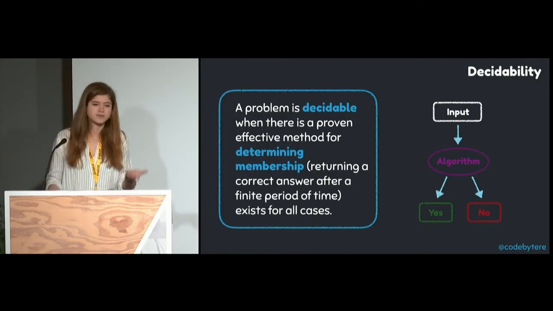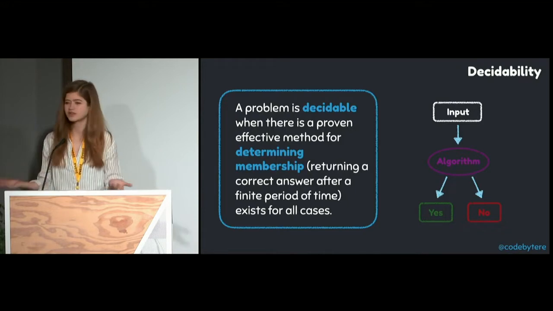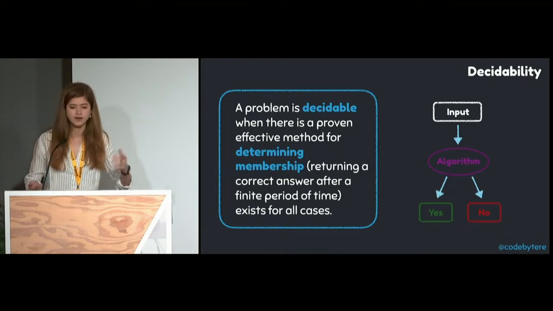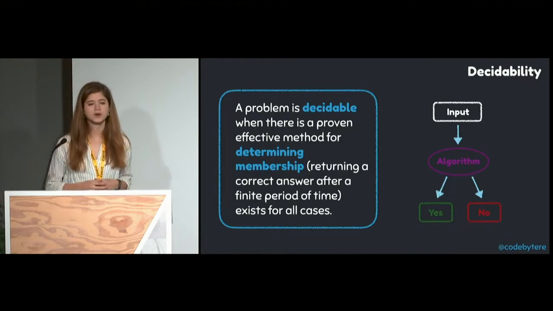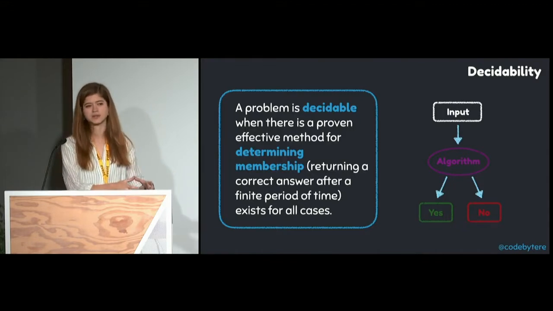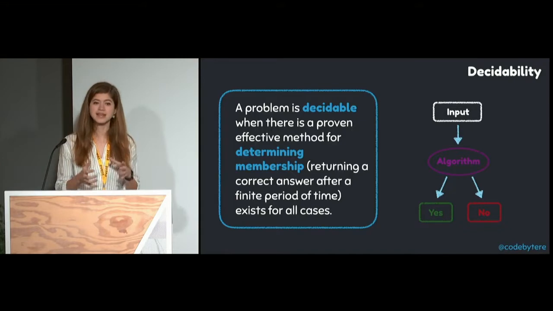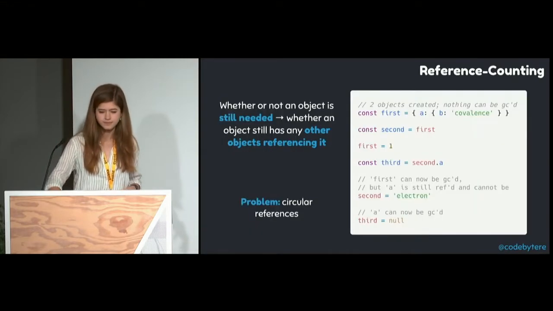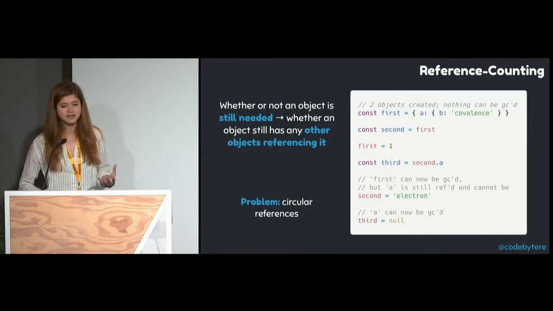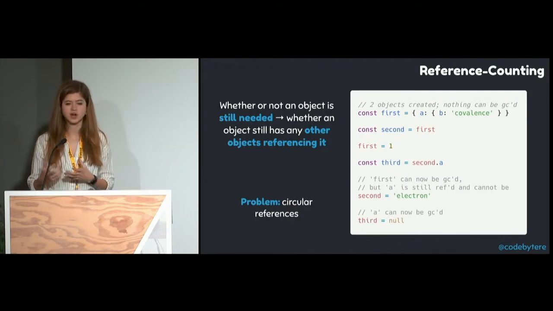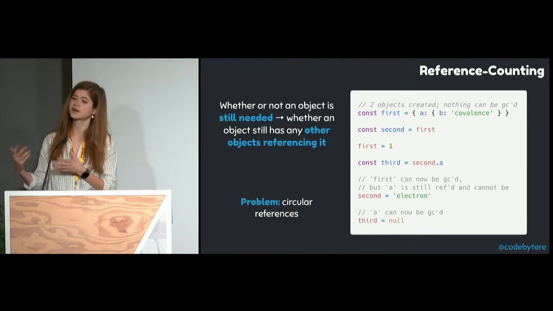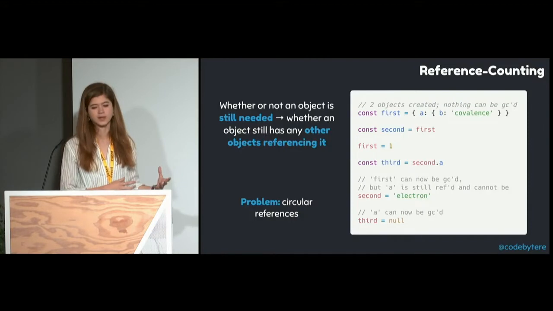Okay, so that seems kind of grim. Does that mean we just accept that we're going to be bad at this forever and ever? Not quite. What we can do instead is reduce this undecidable problem in scope to something that is decidable. There are two main such reductions that exist for garbage collection. These are reference counting and mark and sweep.